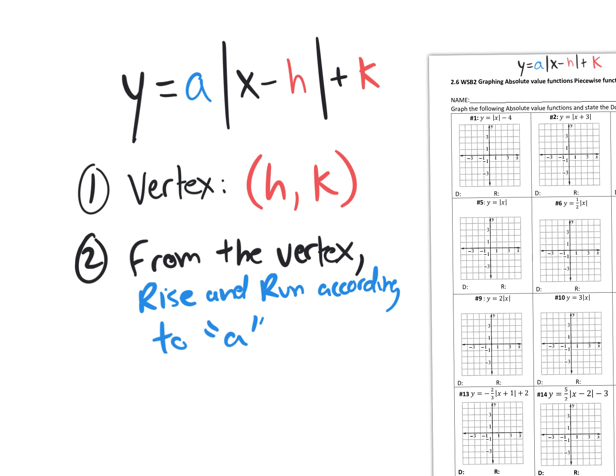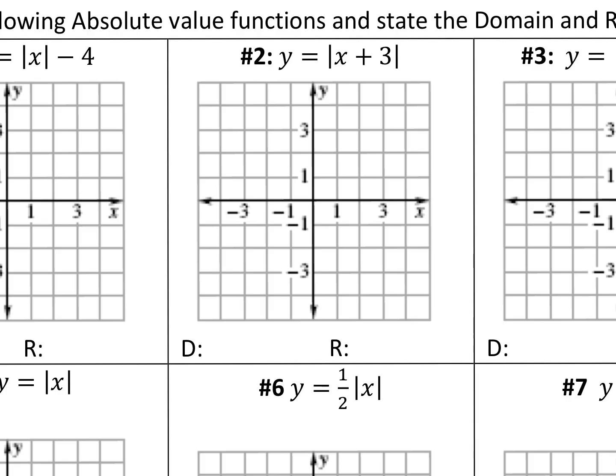So let's do a couple of these even questions. So we're on number 2. And again, the first thing to do is to find your vertex. I'm going to put a little v and a little coordinate right here. And I always identify the vertex by thinking opposite on h. And h is always being subtracted from x inside of the absolute value. So you think opposite of +3, which is a -3. And then you take k.